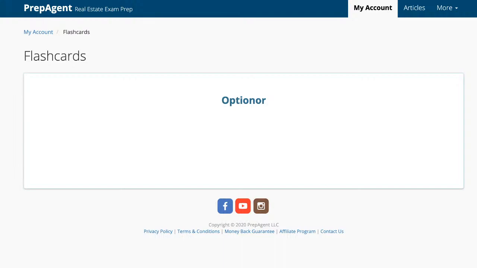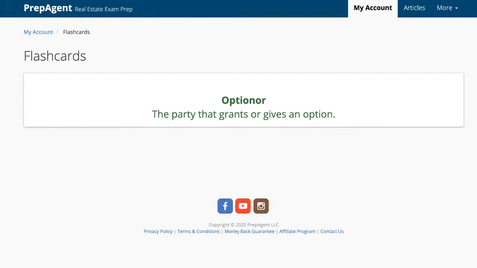Optionor is somebody giving an option. An optionee would be somebody who receives an option. Good. Remember the OR-EE rule: OR gives, EE receives. You're welcome, Allison.